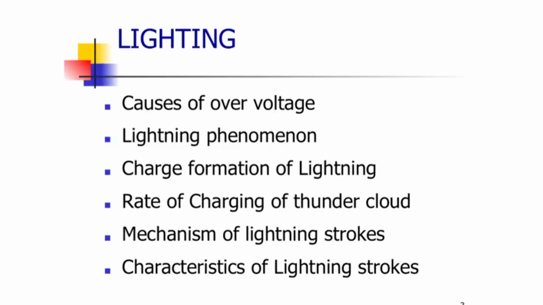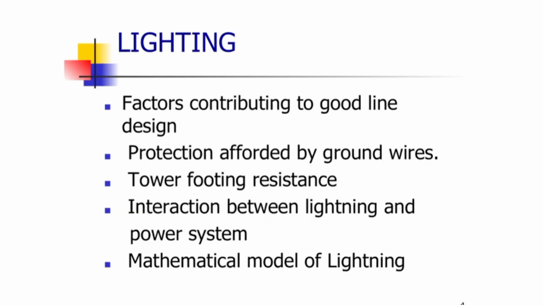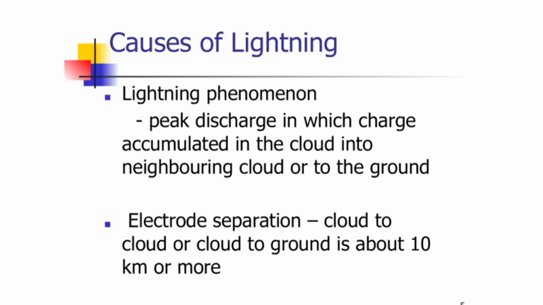These are the topics we are going to discuss in today's lecture: causes of over voltages and lightning phenomena, charge formation of lightning, rate of charging of thunderclouds, mechanism of lightning strokes, characteristics of lightning strokes, factors contributing to good line design, protection afforded by ground wires, tower footing resistance, interaction between lightning and power system, and mathematical modeling of lightning. First, we'll discuss the causes of lightning.